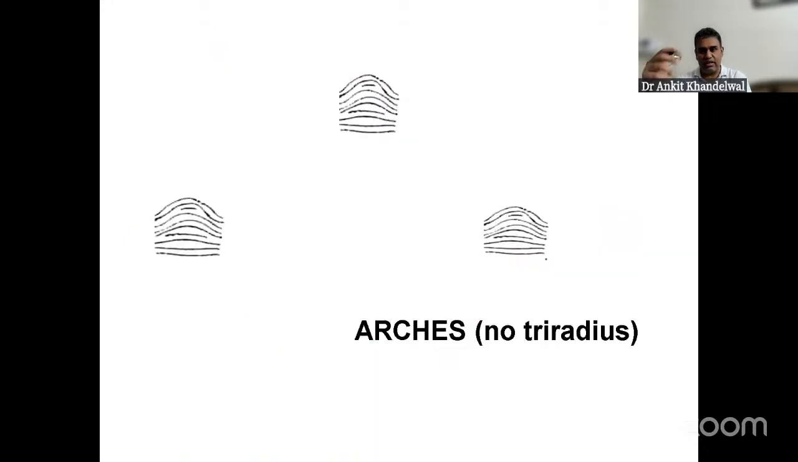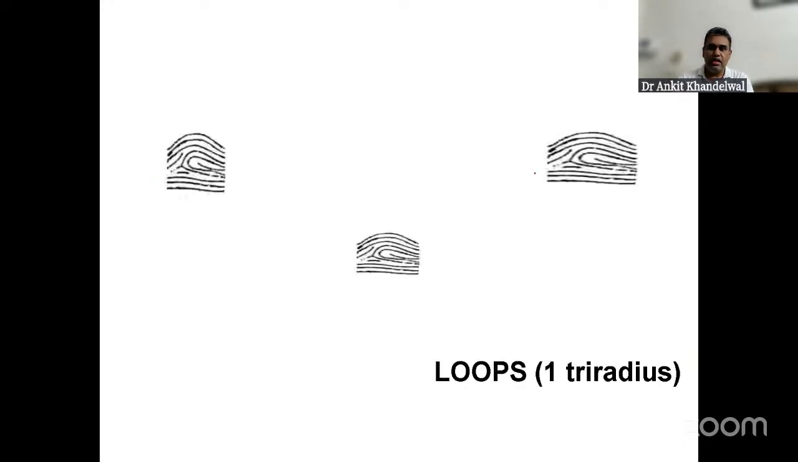Now, what is the classification? Let us see. Arches. Here we are talking about the fingerprints. Arches have no triradius. Here you are not seeing any triradius. In these three images, there is no triradius. If there is no triradius, we call it the arch type of fingerprint. Then we have loops.